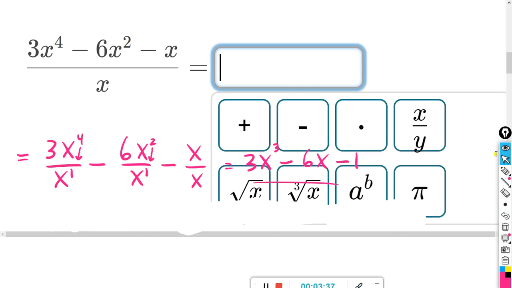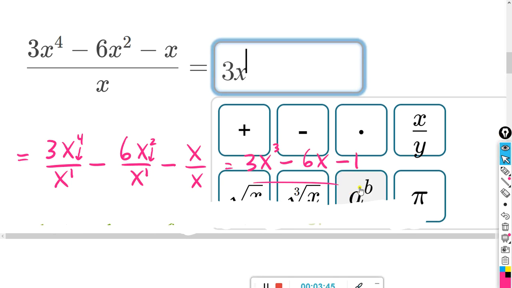All right, so click inside the box, 3x, and this button right here is for the exponent. So that's x to the third. Hit the right arrow key, type minus 6x, and then type minus 1.